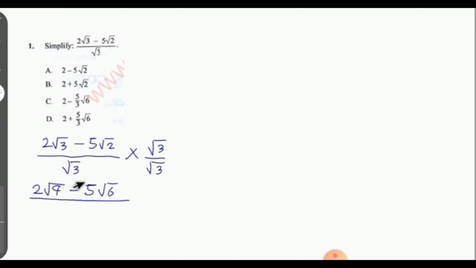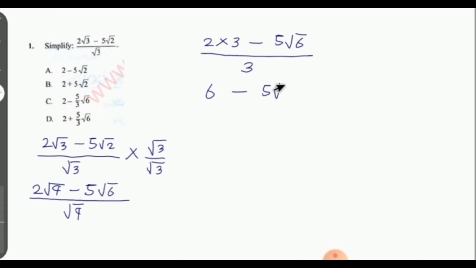Everything all over. Root 3 times root 3 will give me root 9 also, because 3 is multiplying 3. And we got 6 by 2 multiplying 3 gives us what? 6. So we continue. We say here will be 2 times root 9 is what? 3. So we say 3. Then I'll put my minus sign. 5 root 6 all over 3, because the square root of 9 is what? 3. So 2 times 3 will give me 6 minus 5 root 6.